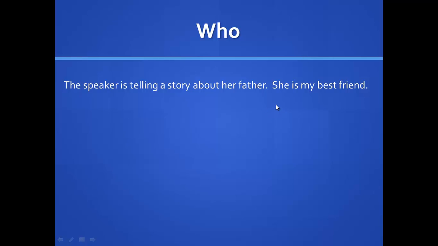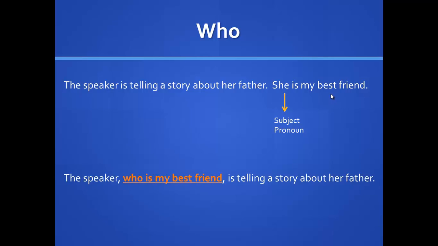Let's look at this pair of sentences. The speaker is telling a story about her father. She is my best friend. So I know that I want to combine these sentences. And the first thing I need to think about when I'm combining them is that she is a subject pronoun. So I know that I'm going to use who when I combine them. To combine them, I can say, the speaker, who is my best friend, is telling a story about her father.